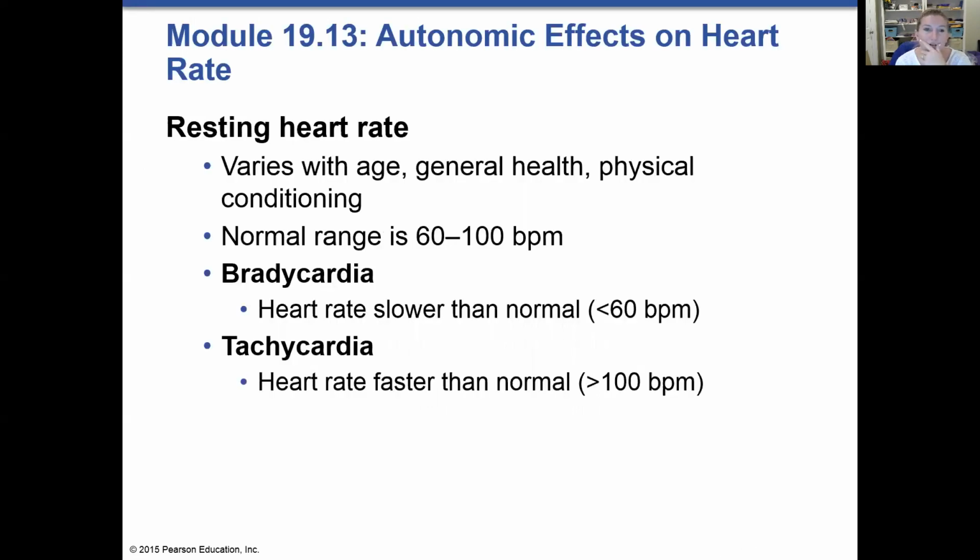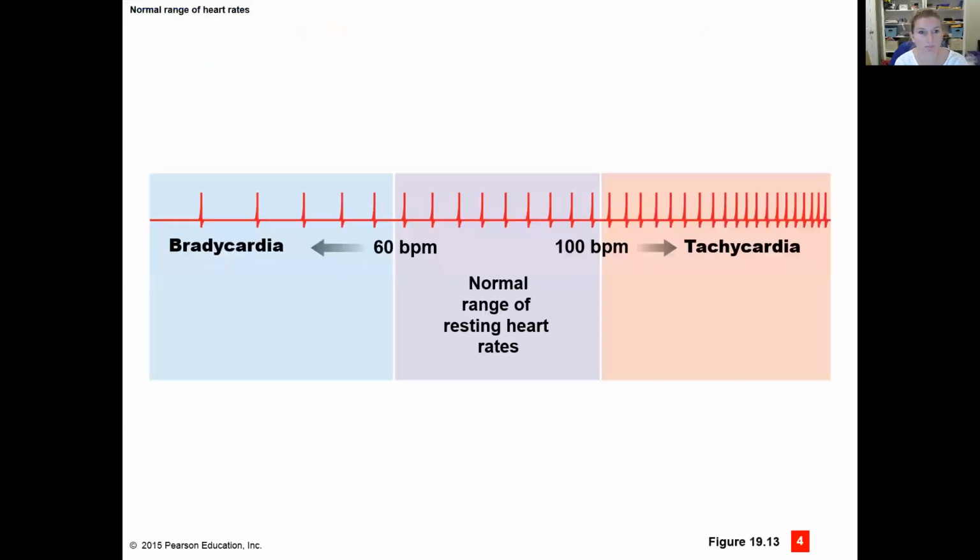Resting heart rate is obviously going to vary with age, general health, how physically fit you are, etc. Normal is 60 to 100 beats per minute. Bradycardia is anything less than 60 beats per minute. Tachycardia is anything above 100 beats per minute. Most of us fall in that normal range.